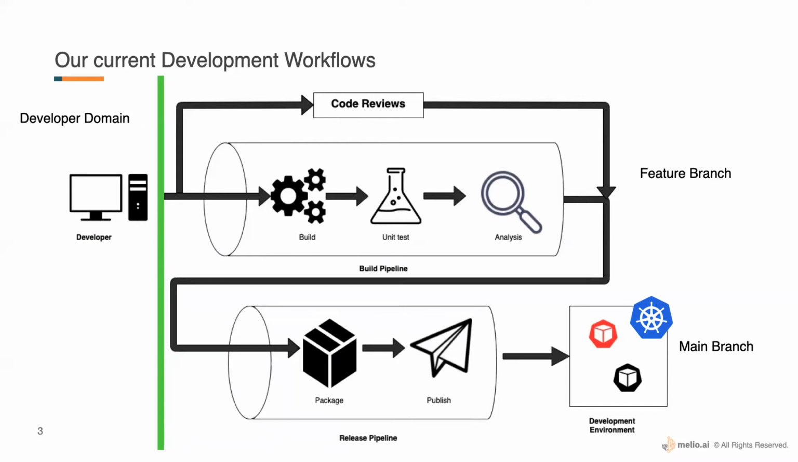So our developer domain, on the left side of the green line, is sort of our safe space, where a developer is comfortable and feels free to break and change anything. In the past, we have always had the build and the unit test. If you look at our pipelines, we have the build and then the unit test. They have always been closer to the developer.